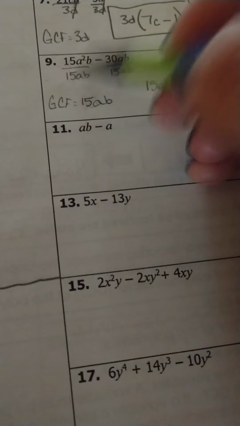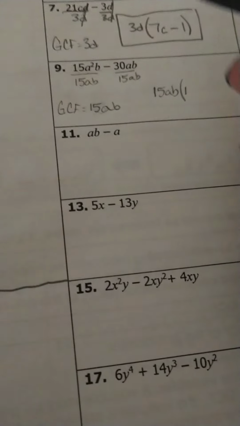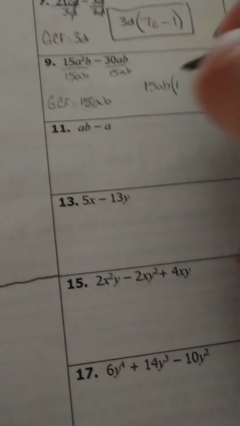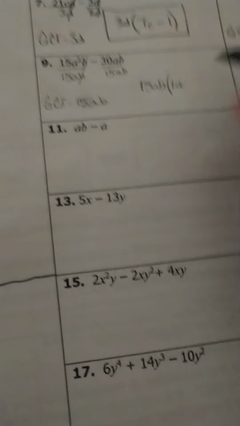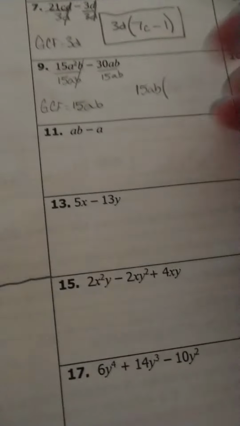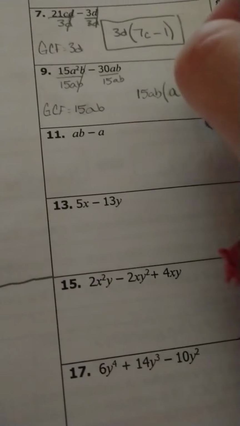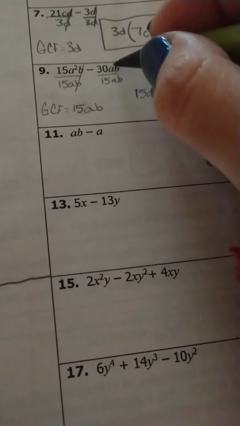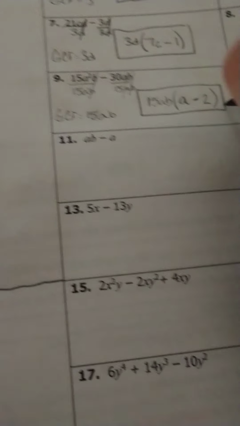15 divided by 15, that's 1. Do I have to write the 1? No. Can I? Yes. A squared divided by A, subtract your exponents. 2 minus 1 is 1, so that's just A. B over B, those cancel. So you can put that 1A there, or you can just put A there. It is entirely up to you. Bring down the subtraction sign. 30 divided by 15 is 2. A over A cancels. B over B cancels. That's it.